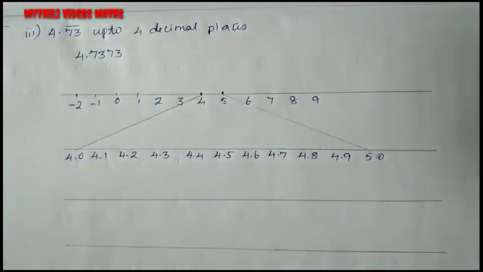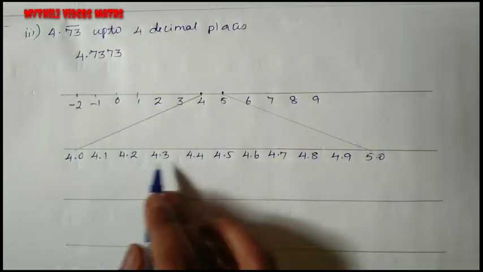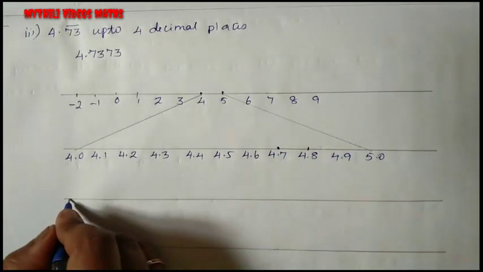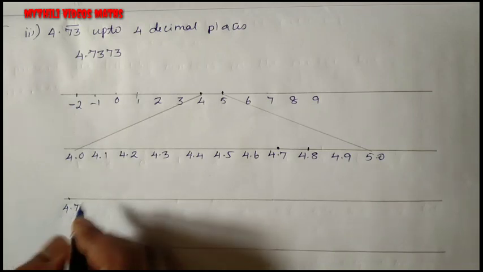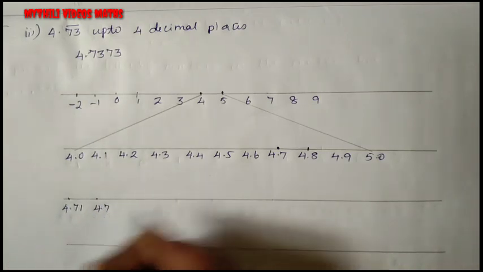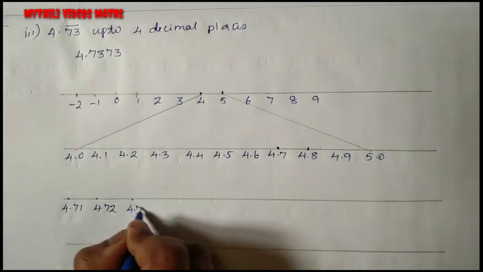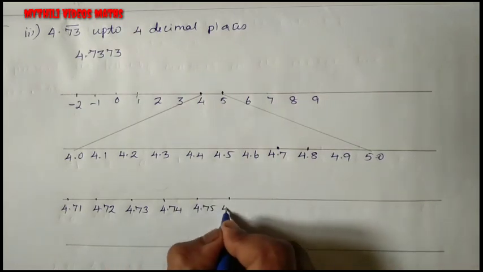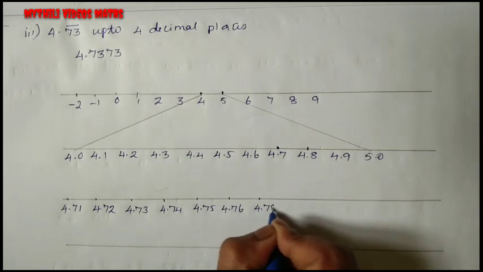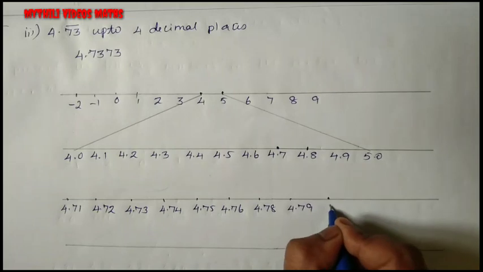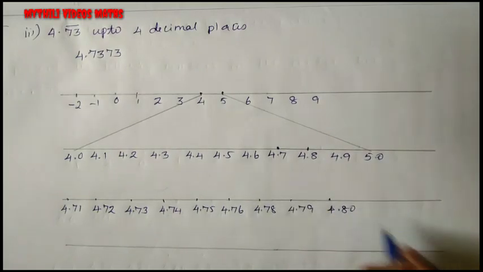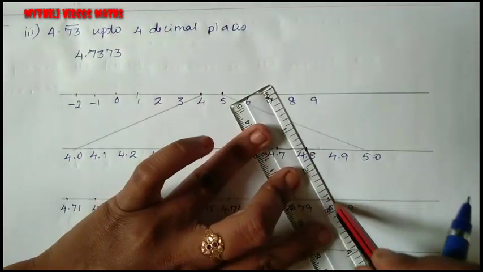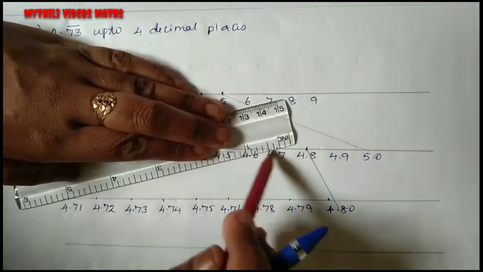Same thing here. Now just see the second digit, 4.7. So 4.7 is lying here. The next number after 4.7 is 4.8. We have to write the numbers between these two. So for that I am writing 4.71, 4.72, 4.73, 4.74, 4.75, 4.76, 4.78, 4.79, 4.80. So this much of numbers are there. In this we have to take that same 8 like this. So this side, just take the numbers like this.